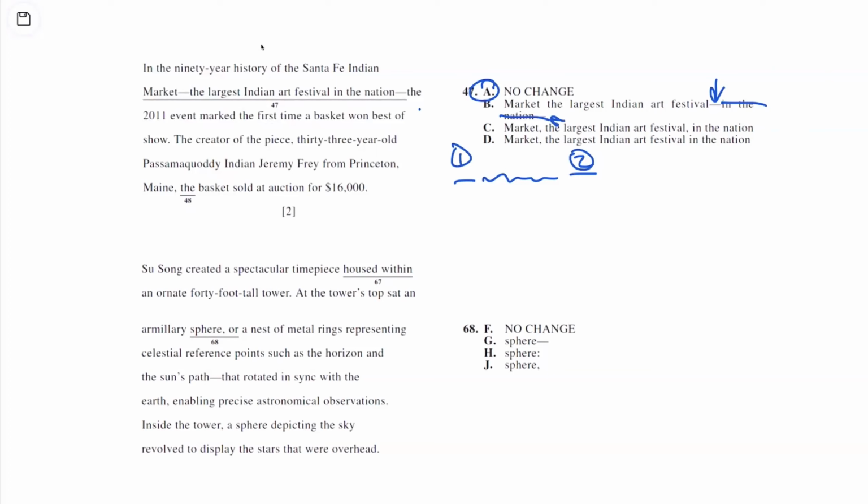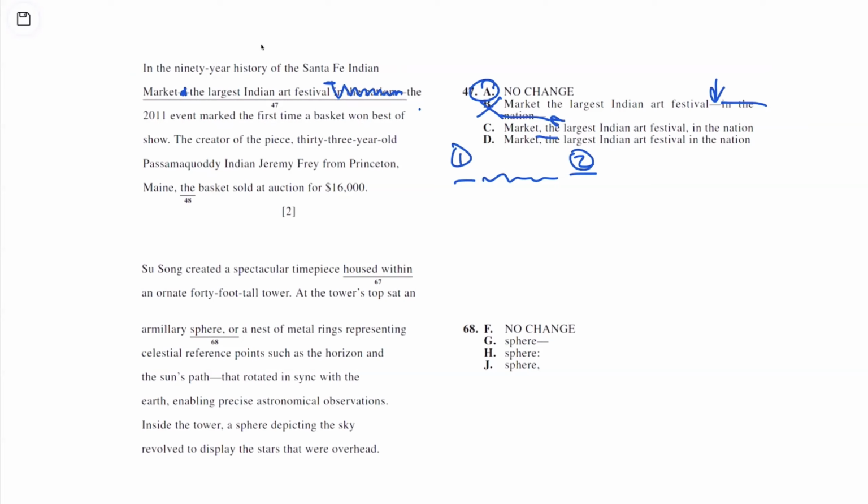Let me show you. If I placed the M dash after festival and kept the one after nation, I could essentially remove that right there. Let's read how that works. And then this one would be gone. In the 90-year history of the Santa Fe Indian Market, the largest Indian art festival, the 2011 event marked the first time a basket won Best of Show. Notice that I've smushed all of that together and it becomes a run-on. There's no punctuation to set off any of these clauses the way it is set up this way. So B is out for that reason. It meets the criteria that you need 2 in the middle of the sentence, but it does not meet the criteria that you could extract that information and the sentence would read on its own.